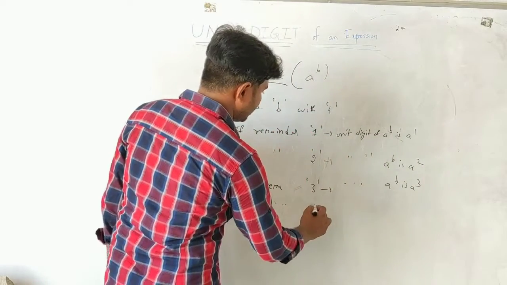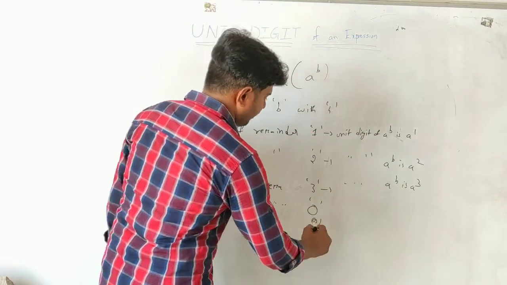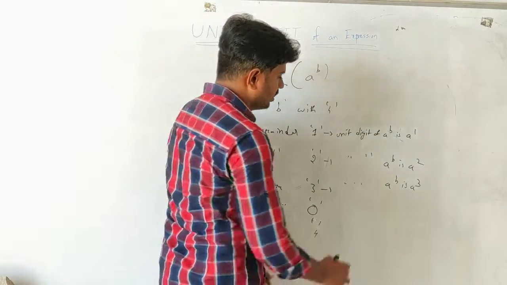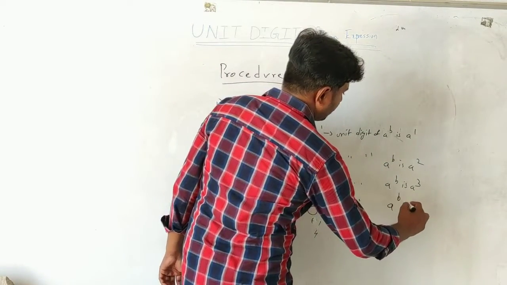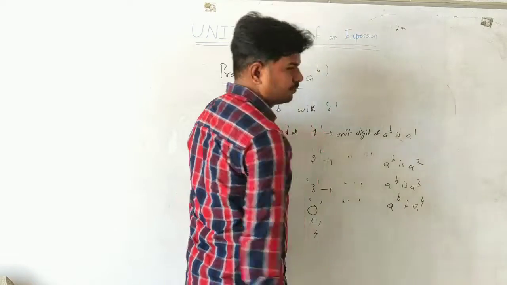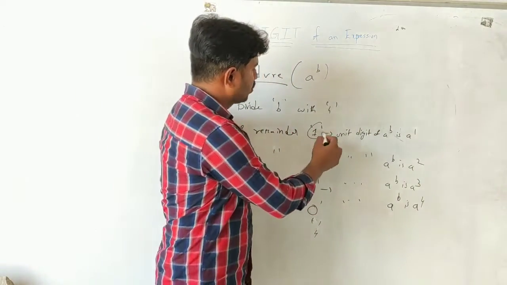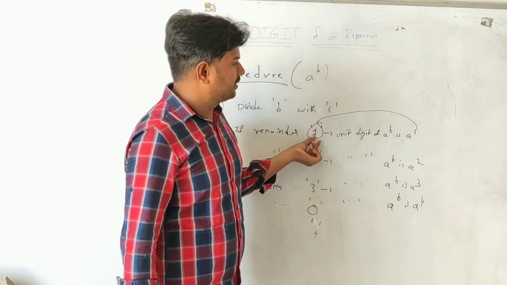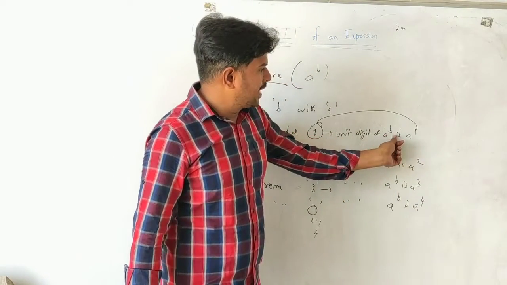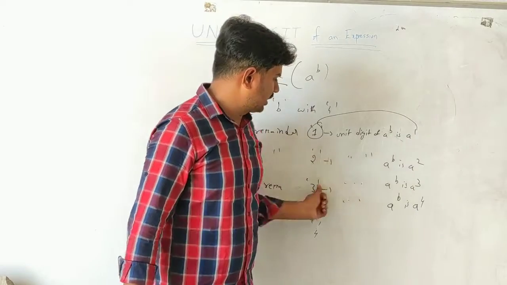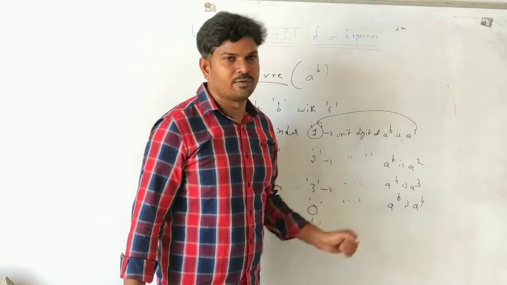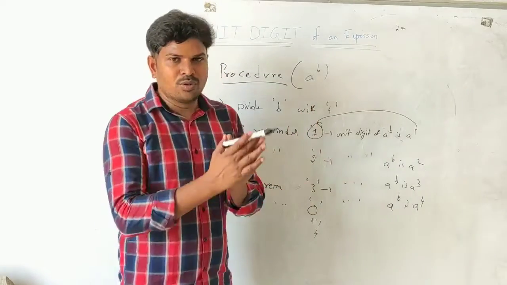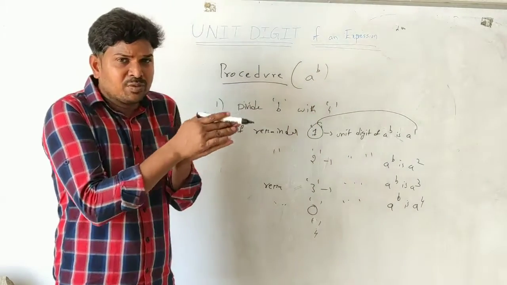If the remainder is 0, that is, if the exponent is a multiple of 4, then the units digit for a power b is a power 4. So whatever remainder you get goes to a power 1, remainder 2, a power 2, remainder 3, a power 3. If it is 0, you have to use 4 here. This is the universal rule. I can give you more shortcuts, but they are specific to each number.